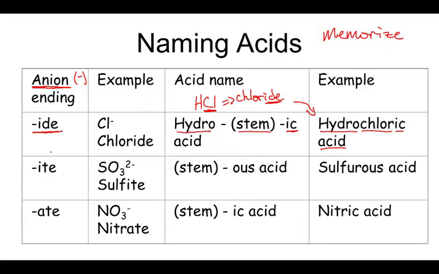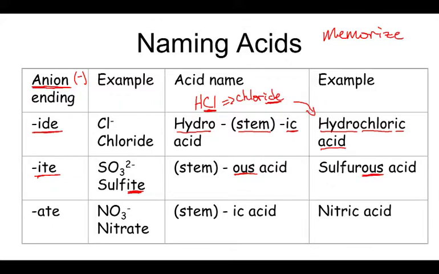If the anion ends with ite, I-T-E, then you simply write down the stem, there's no hydro in front, and the ite turns into OUS, or us, acid. So this polyatomic right here is sulfite. This is on that list of things that I gave you. It ends in ITE. All you do is change the ITE to OUS, and you put that at the end.